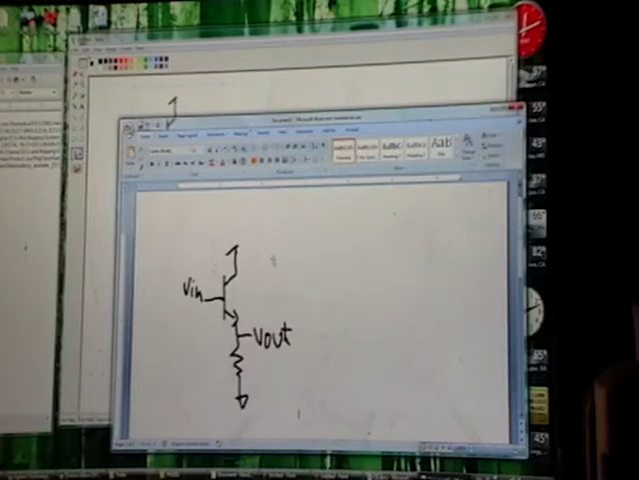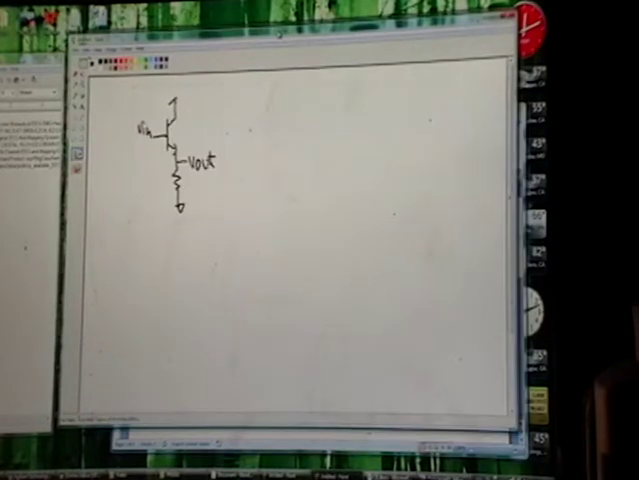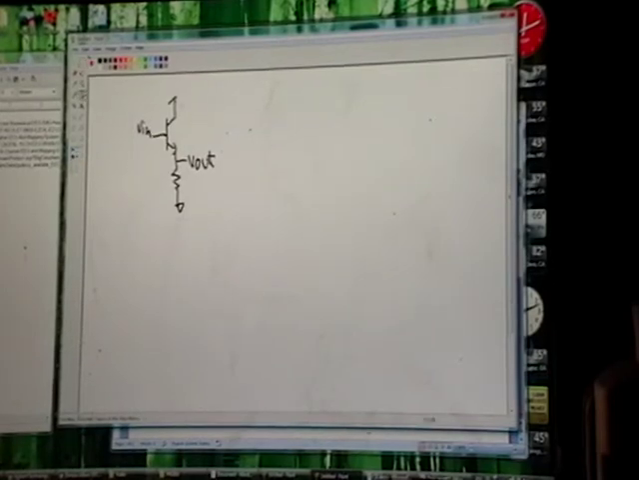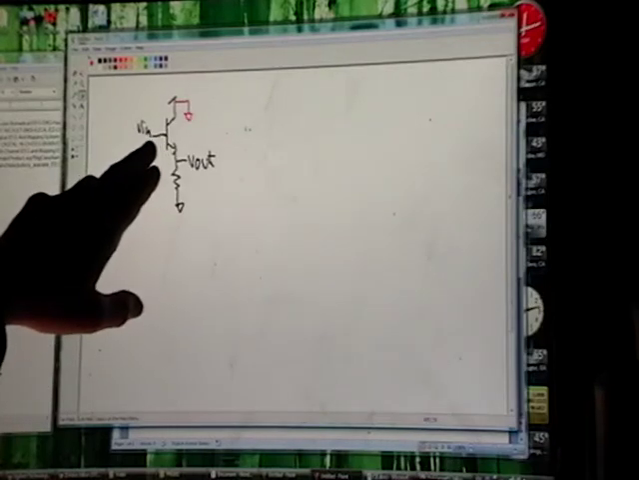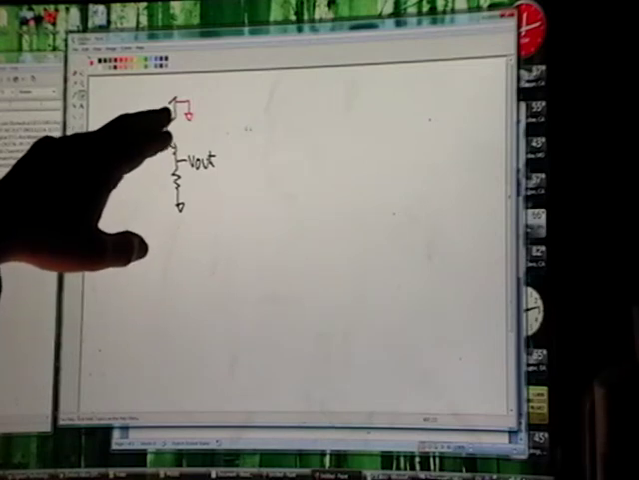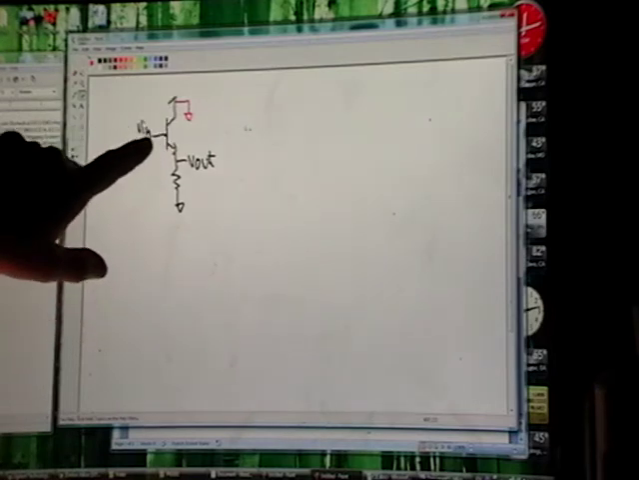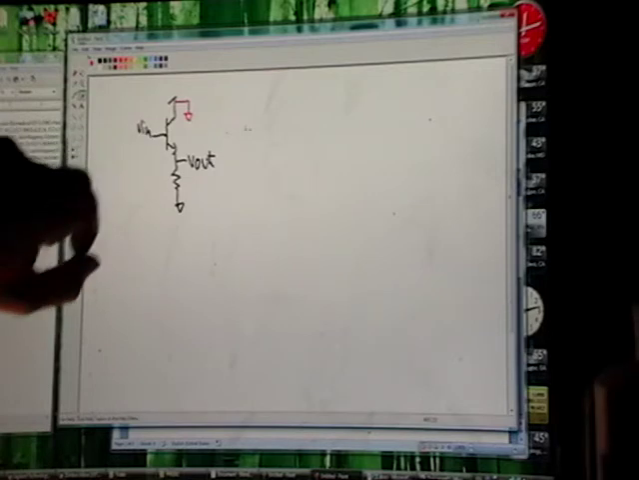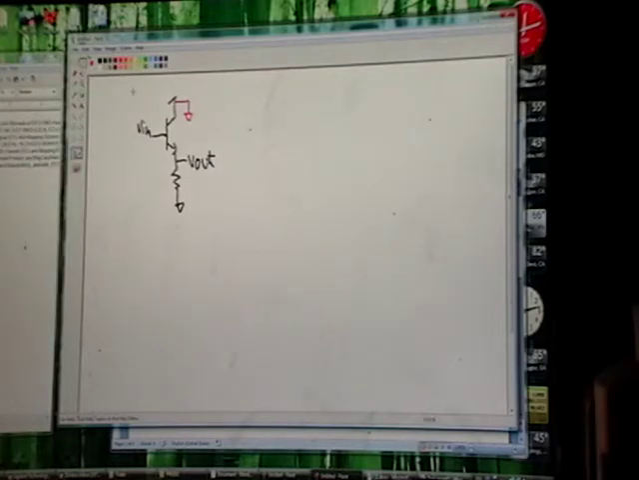So there's your circuit, and first thing you do is you set DC sources to ground. You want every source. Again, V in is a source, V supply is a source, but for our small signal analysis, you only want to keep the moving sources. So there's that.